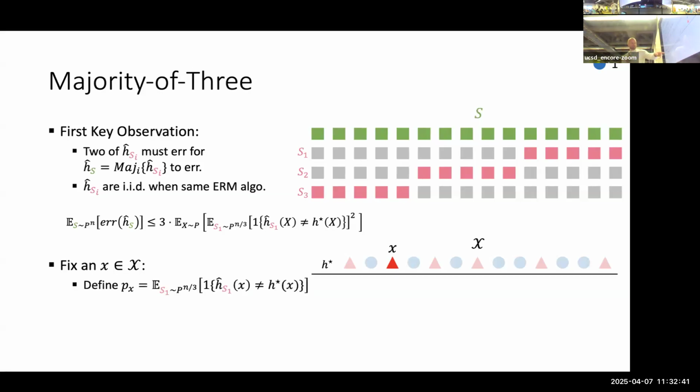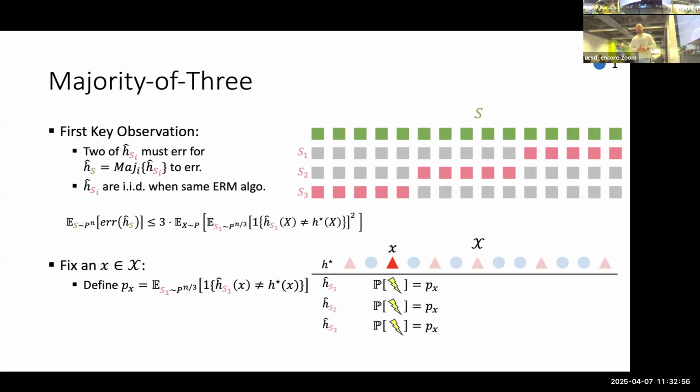And then we're going to define p sub X as just this error, right? The probability over a new data set of size n over 3 that the predictor you produce is wrong on this X. This is Px, the probability that you're wrong on this X when I train a new predictor. So then, all three of them, because they have the same distribution, are all wrong on X with probability Px for this training data. So then this is just Px squared, right? This probability that you're wrong.